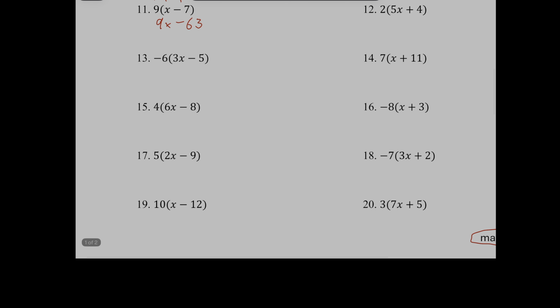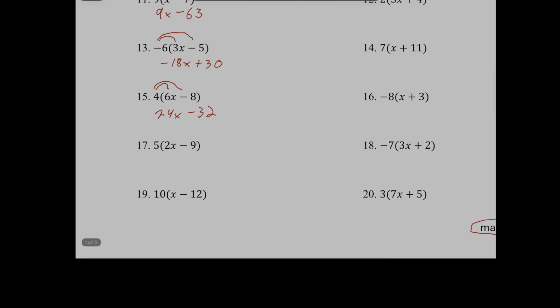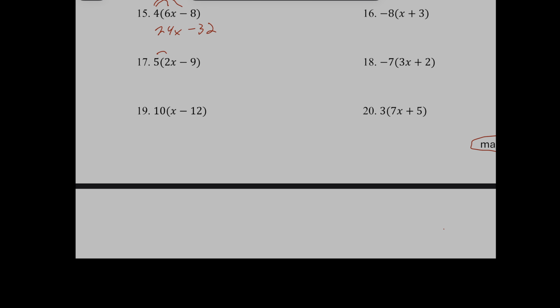Now, let's not forget our negatives here. Negative 6 times 3x is a negative 18x. Negative 6 times a negative 5 is a positive 30. Negative times a negative is a positive. 4 times 6x is a 24x. And 4 times negative 8 is a negative 32. 5 times 2x is going to give me my 10x. And 5 times a negative 9 is going to give me my negative 45. Now I'm going to go 10 times x, and that's my 10x. And 10 times negative 12, that's my negative 120.